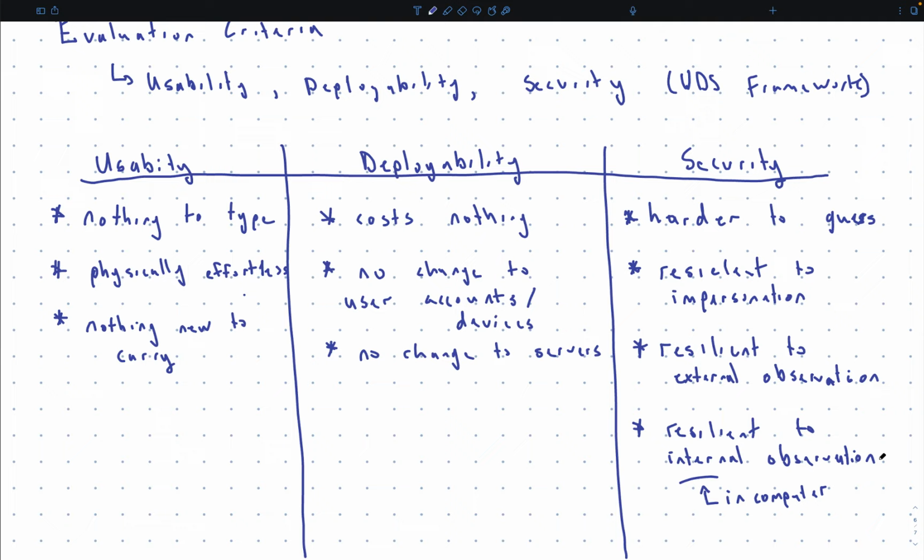But if it's some sort of malware that's stealing all data, right, then it would grab the digitization of your fingerprint as well, type of thing. So we can think about this internal observation as well. So anyway, these are a set of properties. We'll come back next class and we'll pick a couple of them and we'll actually evaluate the systems using them.